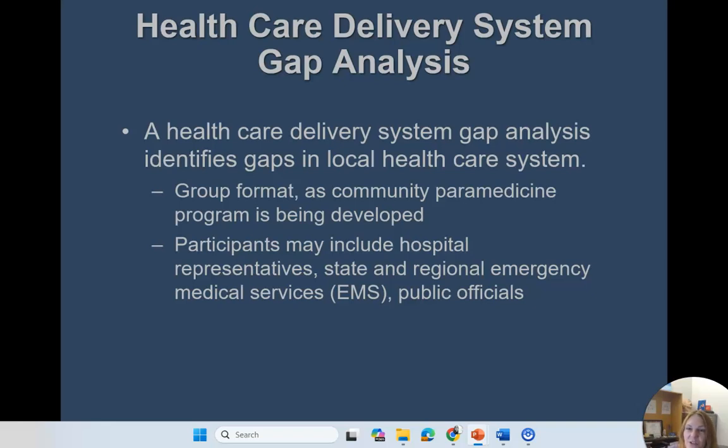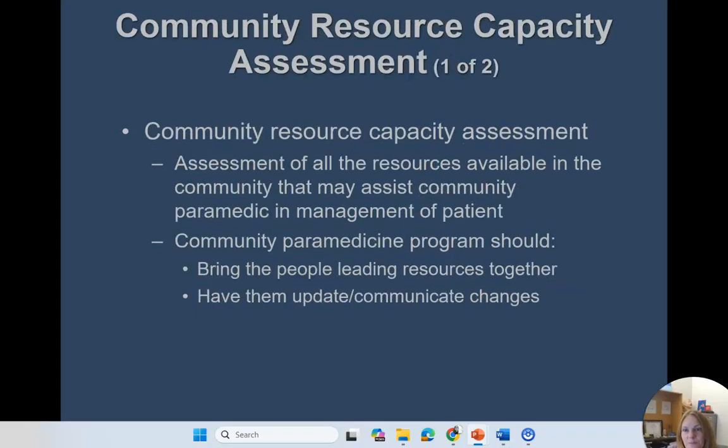Then we move on to our gap analysis. The gap analysis looks at the holes in the healthcare system. It's usually done in a group format during the development of a community paramedic program. Stakeholders include hospitals, EMS, public health, and government officials. And you might invite local fire chiefs, nonprofit leaders, home health agencies. The idea is to find out what is missing: mental health beds, transitional housing, or even transportation. We're trying to identify the gaps.